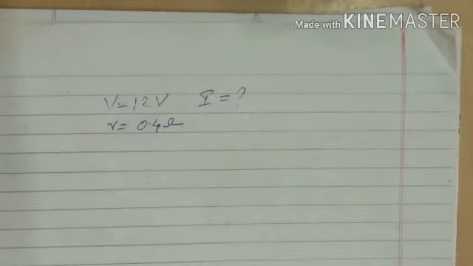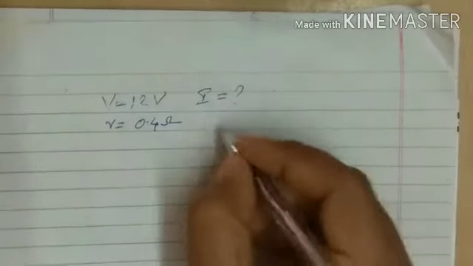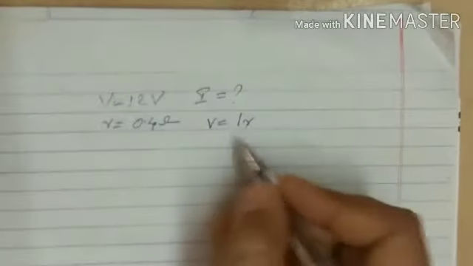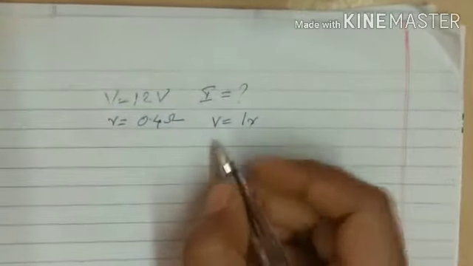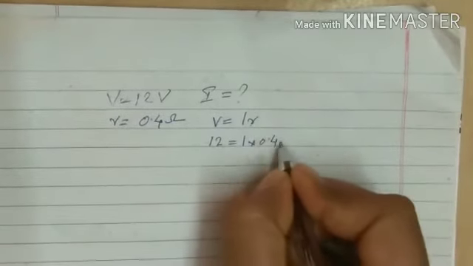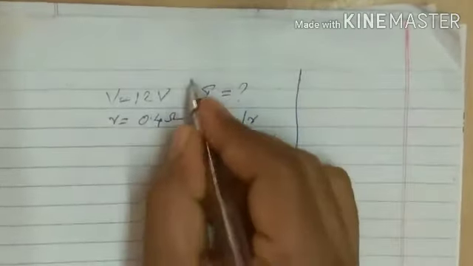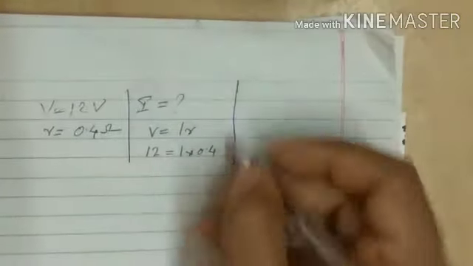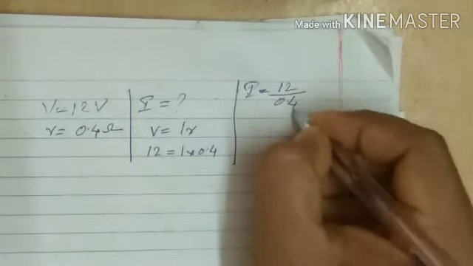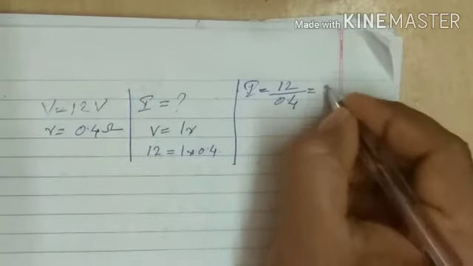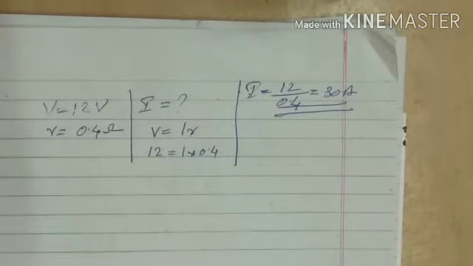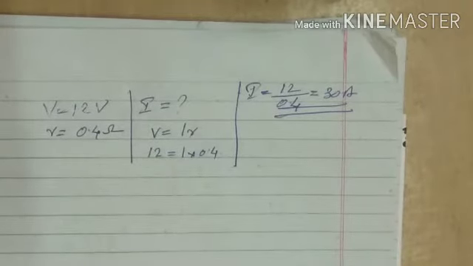This is a simple question based on Ohm's law. So by Ohm's law, we know that V is equal to I r, here we are taking small r. We can substitute the values here. We get 12 is equal to I into 0.4, or we can write I is equal to 12 by 0.4, that is equal to 30 ampere. So we got the value of current. This is a question based on Ohm's law.